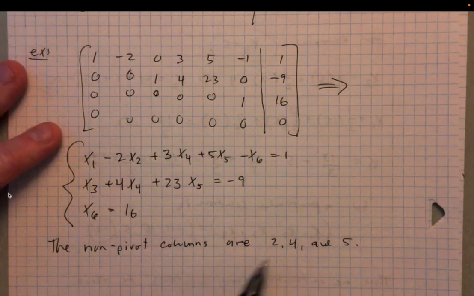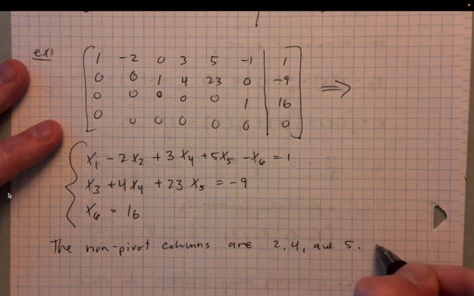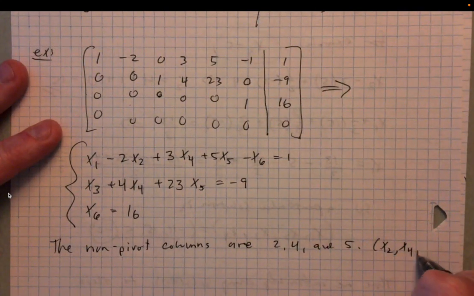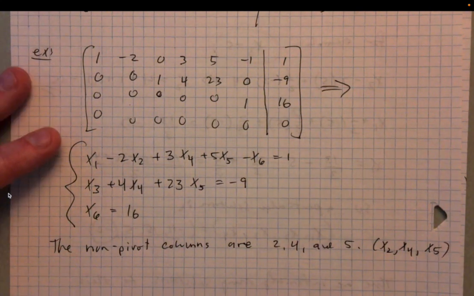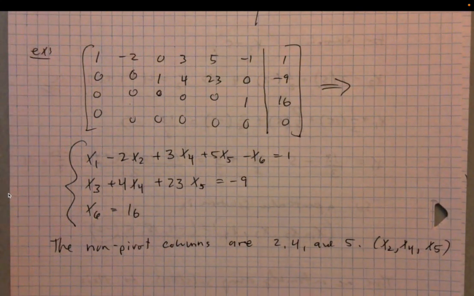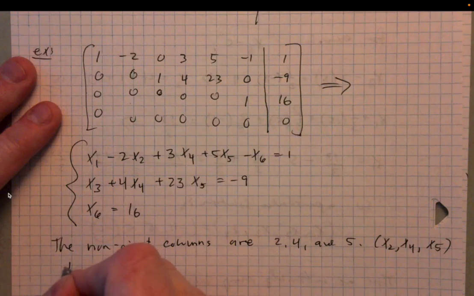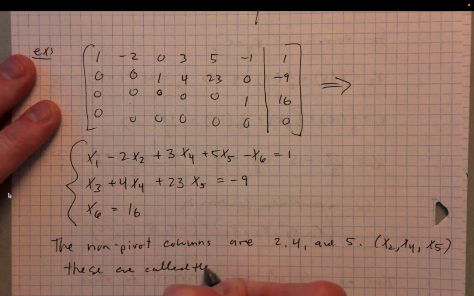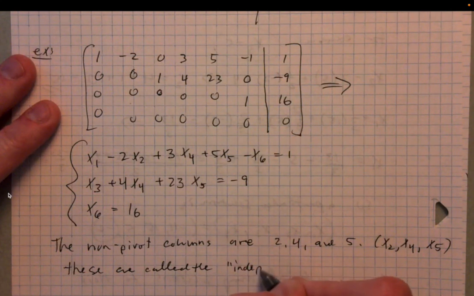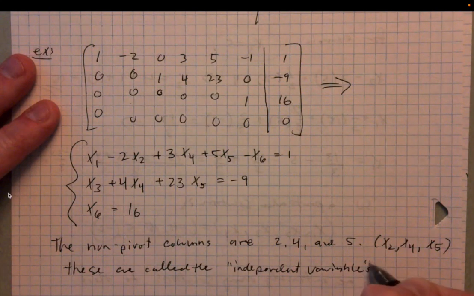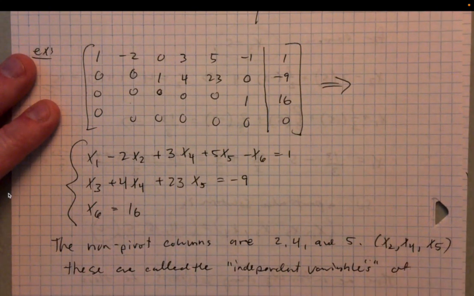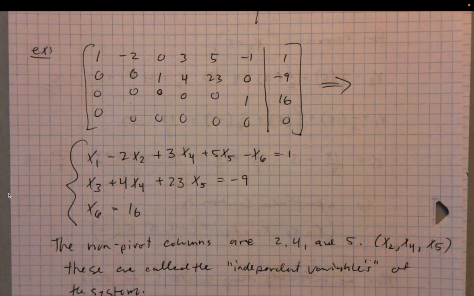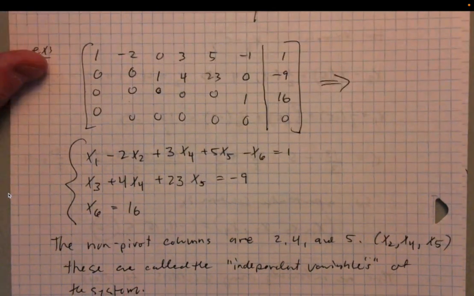So these correspond obviously to x2, x4, and x5. These are what are called the independent variables of the system. Okay, the non-pivot columns tell you what the independent variables are.